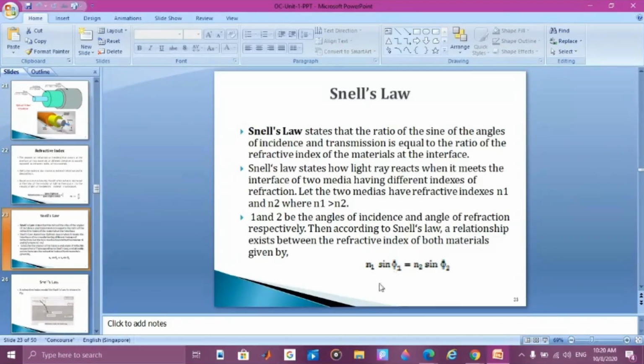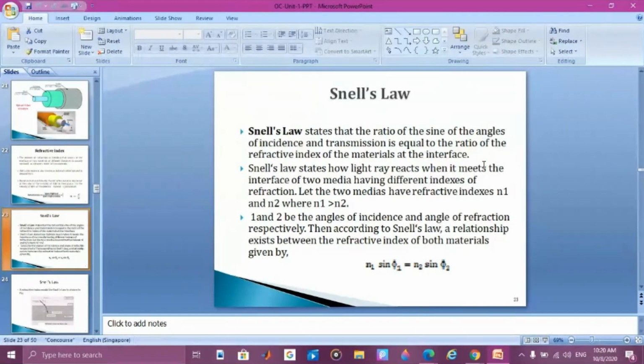So actually it denotes the angle of incidence is phi 1, the angle of reflection is phi 2. N1 is the refractive index of medium 1, N2 is the refractive index of medium 2. So that is denoted as N1 sin phi 1 is equal to N2 sin phi 2. Snell's law states that the ratio of the sine of the angles of incidence and transmission is equal to the ratio of the refractive index of the material at the interface.